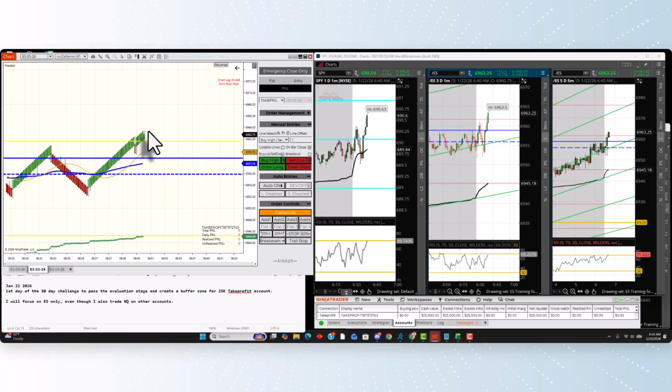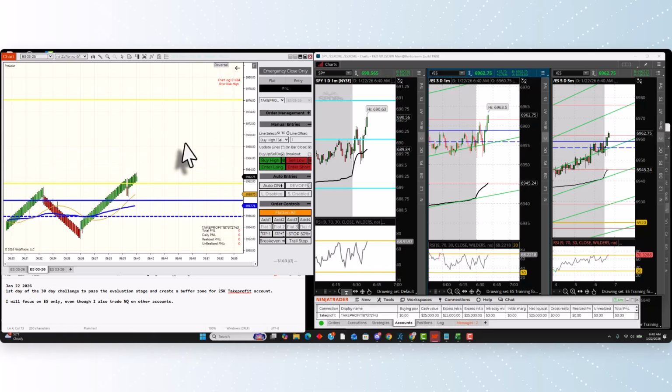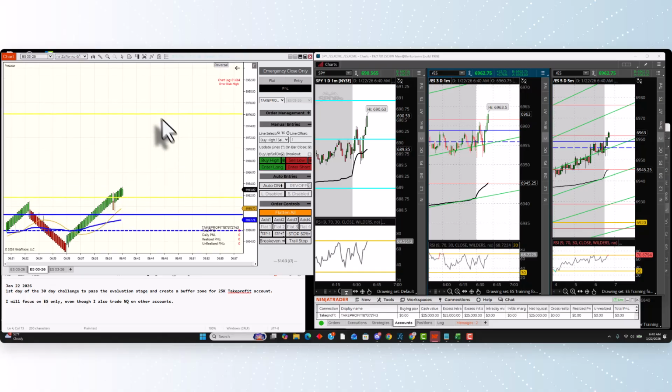So the price did break on the high end. I'm just not going in because of the 7 o'clock news. I'm just going to wait for that. Even though if this continues, it might go to this level here.